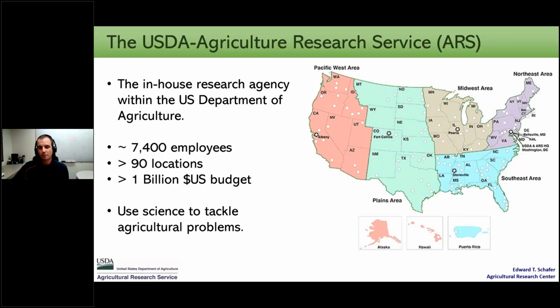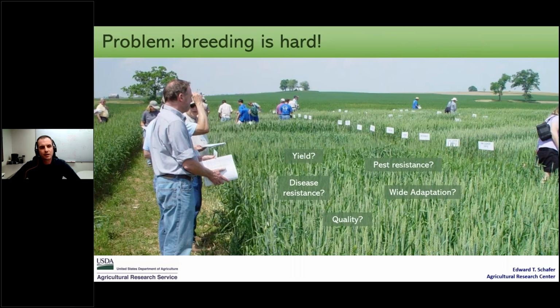For anyone out there that isn't aware, ARS, or the Agricultural Research Service, is the in-house research agency within the U.S. Department of Ag. There's about 7,000 employees, and we're spread all throughout the United States. Our mission is to really use science to overcome problems, typically with a regional focus. And the problem that we are addressing today with this work is that breeding is hard.